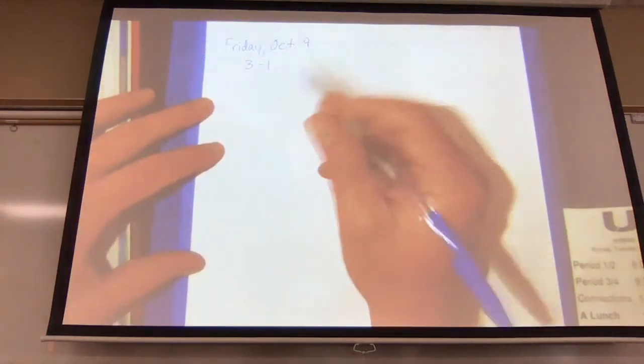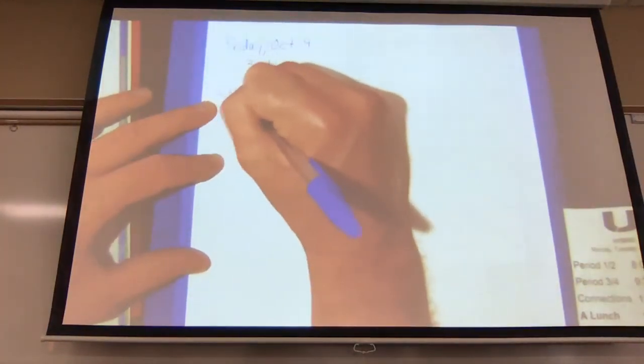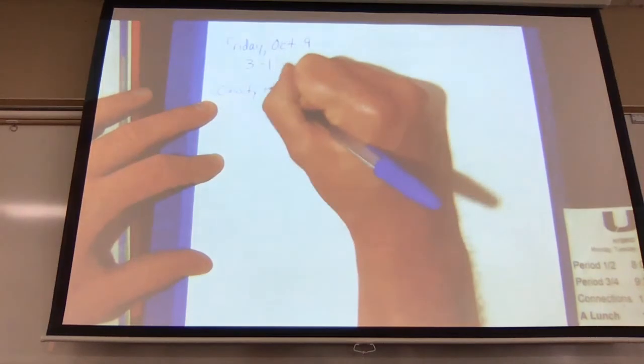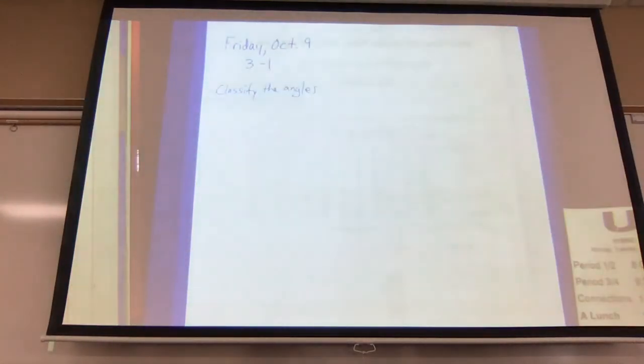And I'm just going to take you right into what you're going to do on the homework. The directions are going to tell you to classify the angles. Classify means you're just going to name them. So you're going to tell whether they're alternate interior, alternate exterior, consecutive interior, that type of thing.